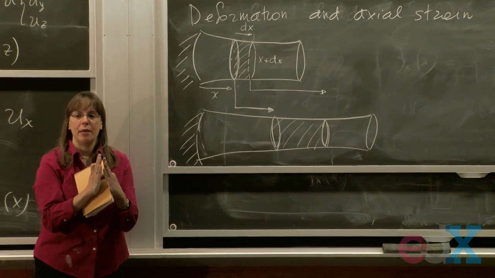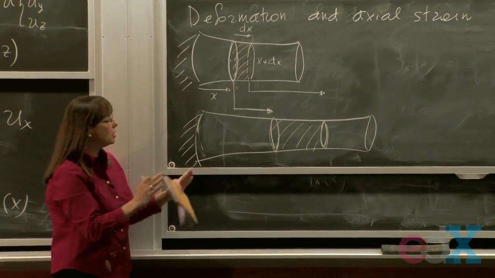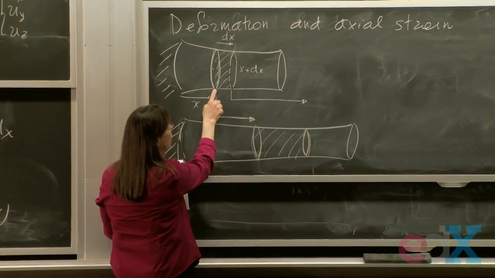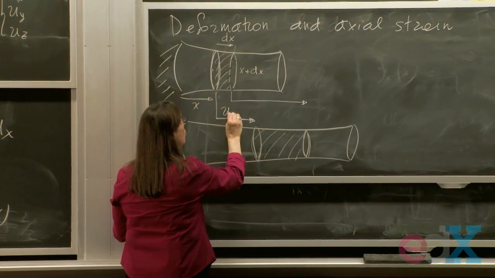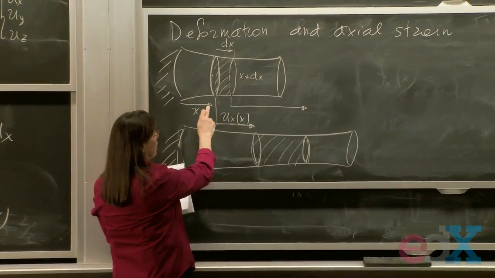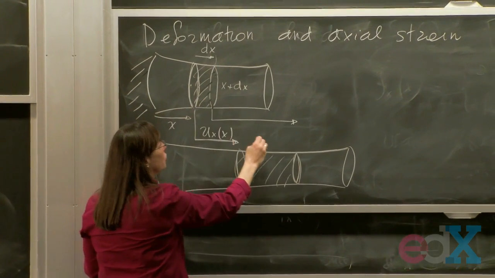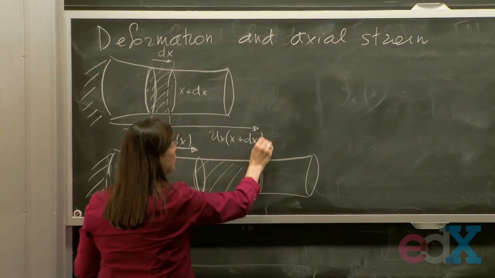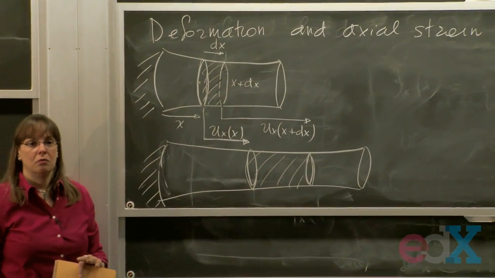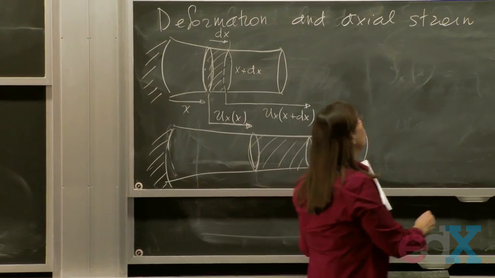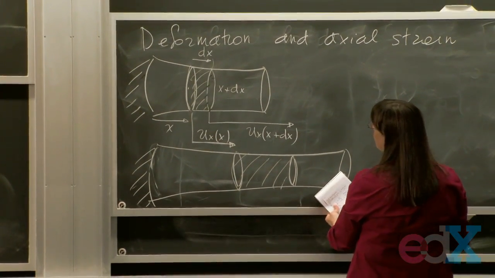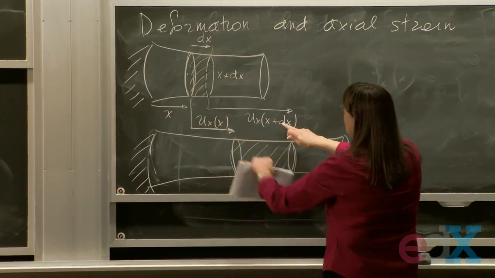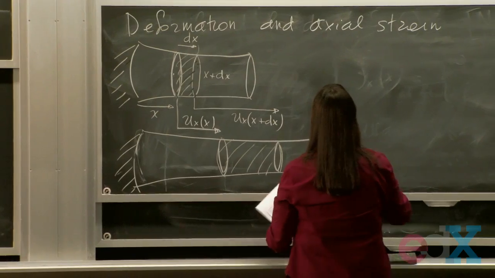Okay? All right? So how much this slice moves from here to here, this is our ux of section x. How much this slice moved, this is ux of x plus dx. You see? Brilliant. And notice that all the points move by the same amount, so ux is only a function of the coordinate x.